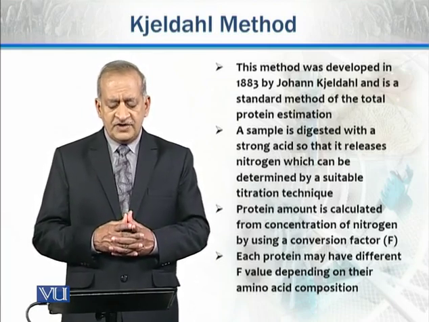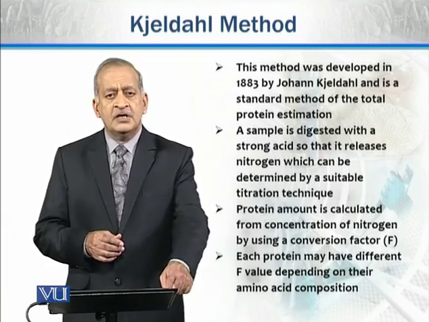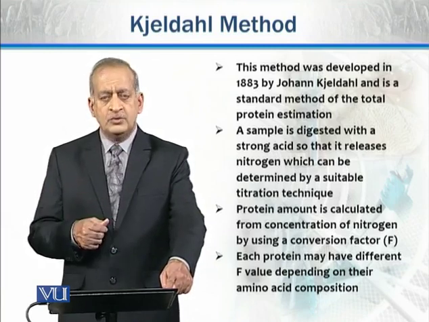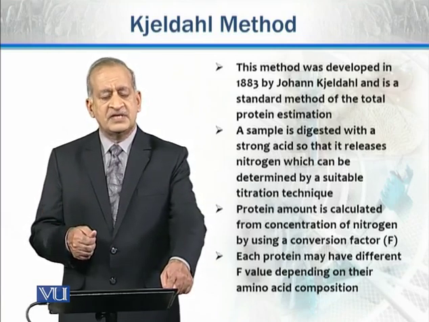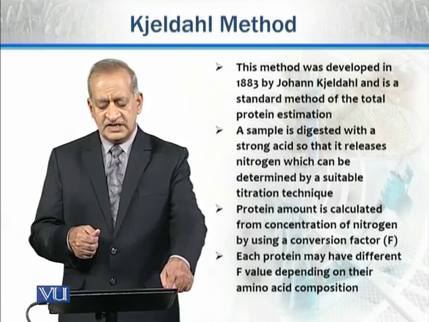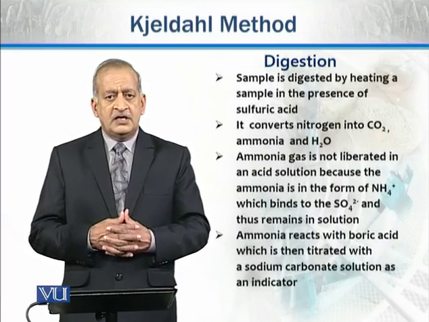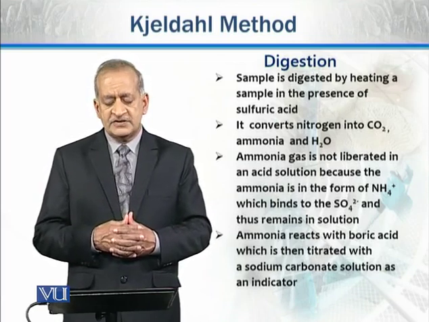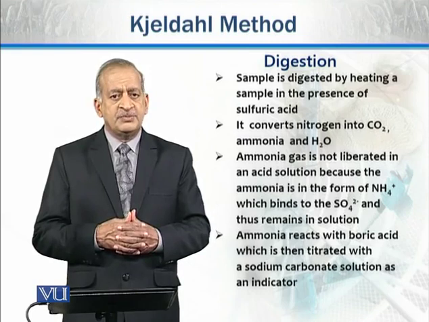Each protein may have a different F value depending on its amino acid composition. So if there are more amino acids, there will be more F value, and if the number of amino acids is less, then there will be less F value. The different steps involved we will discuss one by one. First of all, digestion. So what is done in this?